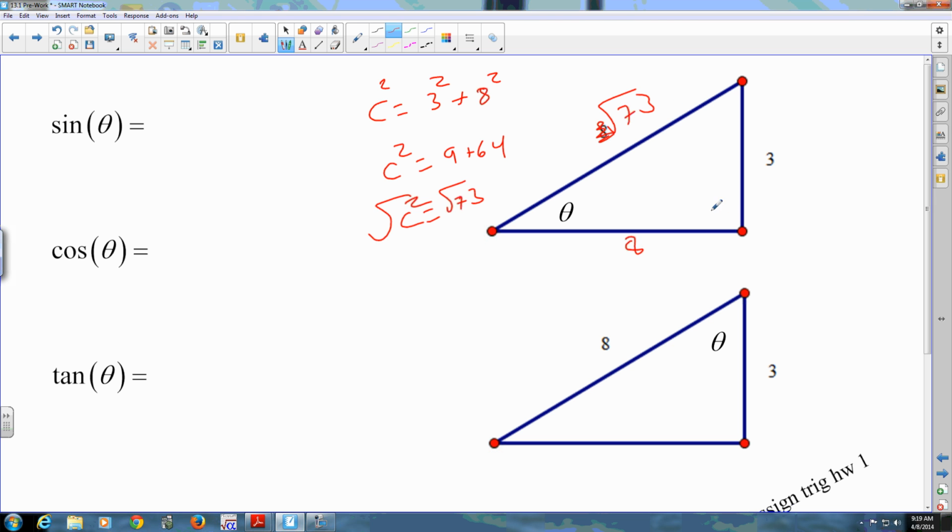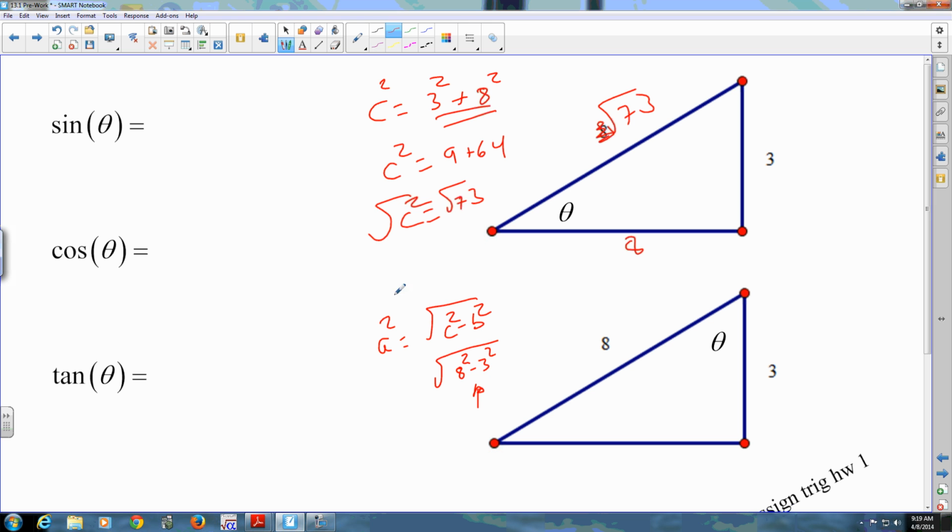Right? So when you want the hypotenuse, you're going to end up adding these together. When you know the hypotenuse, you're going to end up subtracting these. And it doesn't matter which one it is that you have, c squared minus b squared. So it's the square root of 8 squared minus 3 squared. You're going to end up subtracting them.